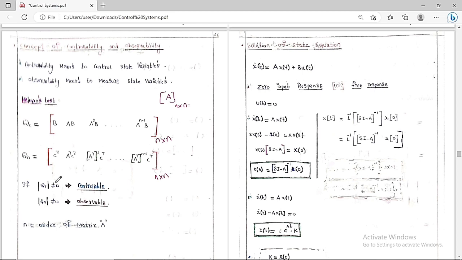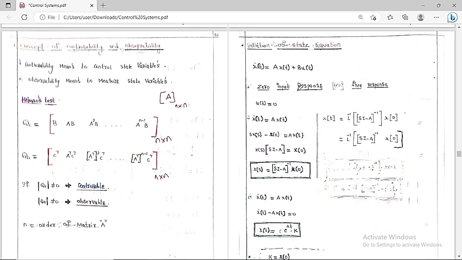If the determinant of the controllability matrix is not equal to 0, then we can say it is controllable. If it is equal to 0 means it is uncontrollable. If the determinant of the observability matrix is not equal to 0 means it is observable. Otherwise it is unobservable. Where n is called the order of the matrix A. So this point always you have to keep in your mind.